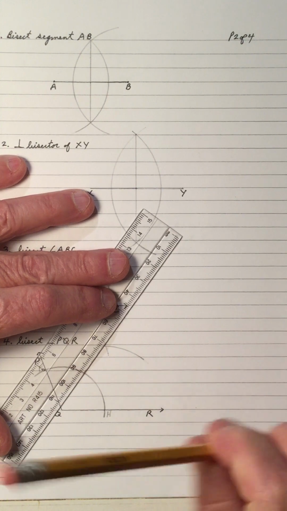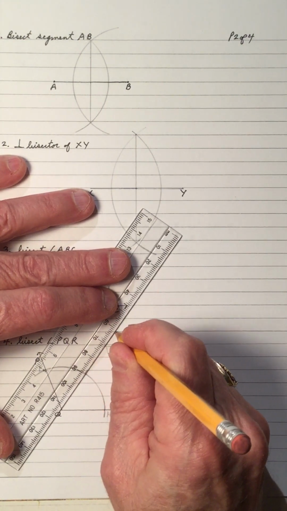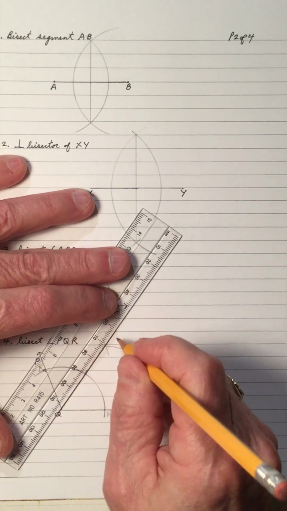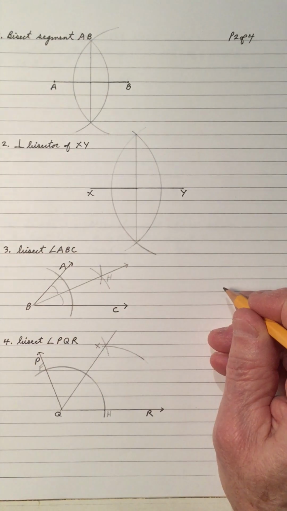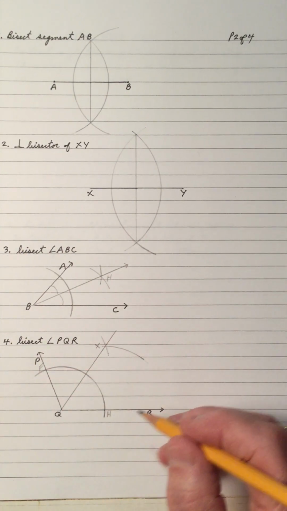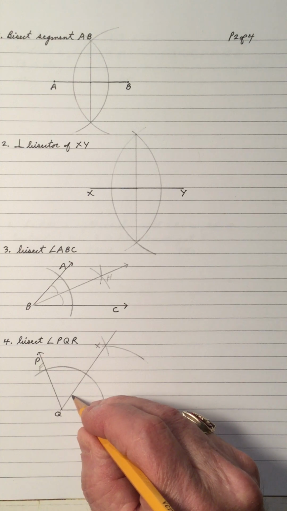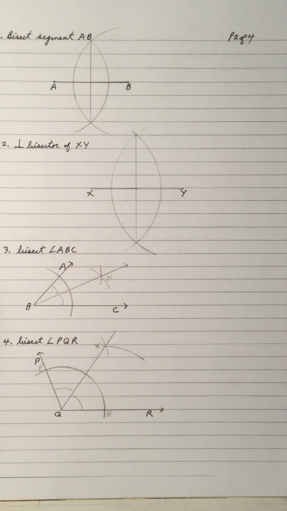So when I join the place where the two arcs meet, down to Q, I'll name this as an X. So that means XQ is the angle bisector of PQR. So that means that this angle right here is equal to this angle here. And we use our protractor to verify that.